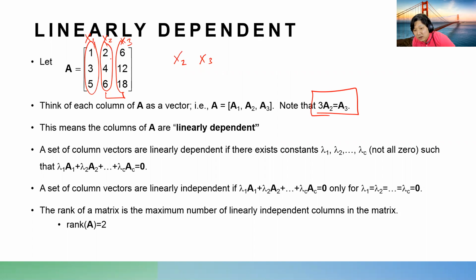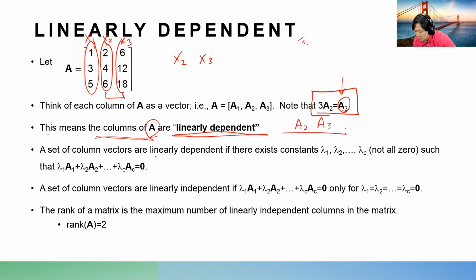If you multiply 3 to the second column, you will get the third column, right? So one column is determined by another column, right? Their relationship is related to each other. So this is called linearly dependent, okay? So this means the columns of A are linearly dependent. So A2 and A3 are linearly dependent, right?